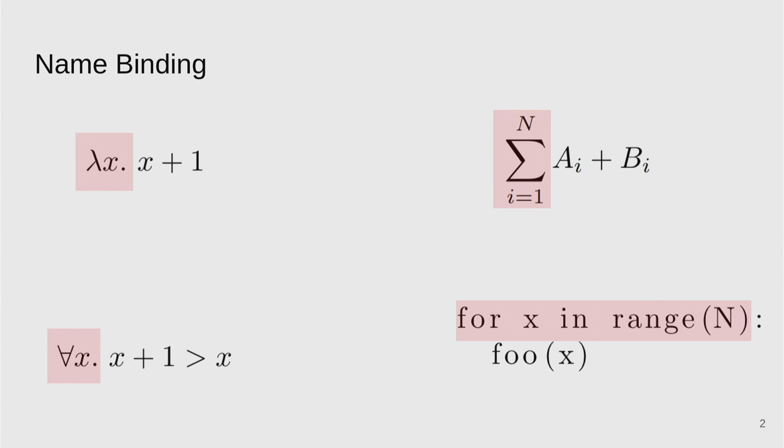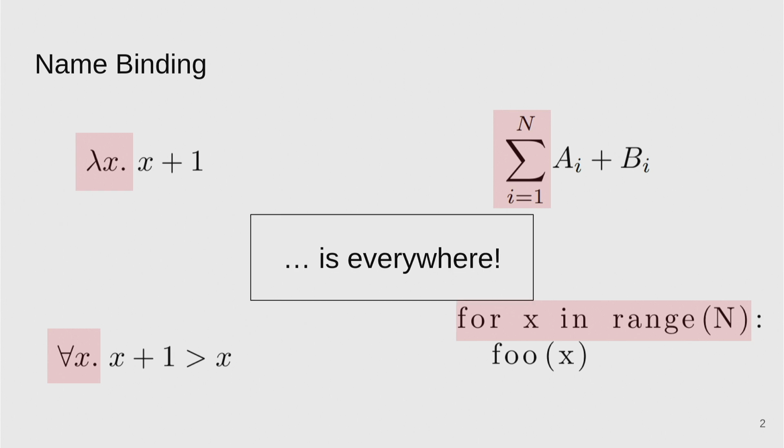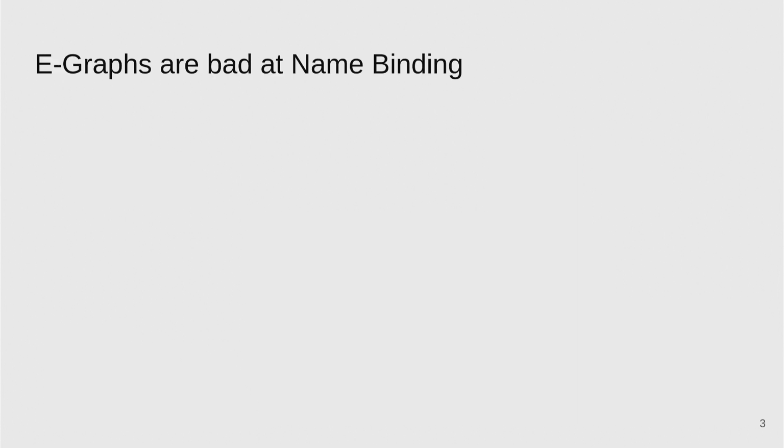So most languages have some form of name binding, so the takeaway from this slide is really just that name binding is everywhere. So, now comes the bad news. eGraphs are not that great at doing name binding at this point. And let me motivate this by an example. For that, consider these two terms.